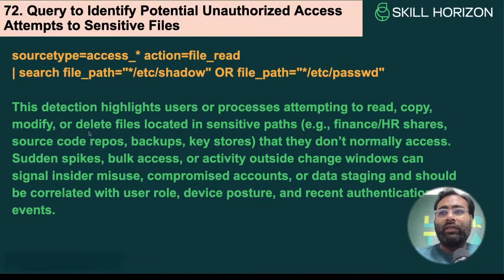This detection highlights users or processes attempting to read, copy, modify, or delete files located in sensitive paths like HR shares, source code repositories, backups, and key stores that a normal user doesn't normally access.